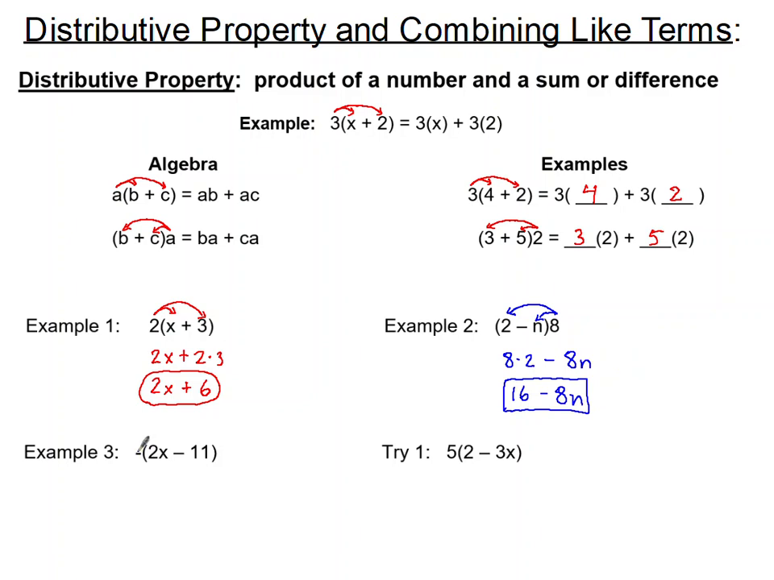One more example. Let's say we don't really see a number out here. I just see a little negative sign. Well, a little negative sign is really representing a negative 1. So there is still a negative 1 out here, and we're going to multiply that negative 1 to the 2x. So negative 1, I'll put a parenthesis this time. And also the negative 1 to this negative 11. So we've got this negative 1, and we're multiplying to the negative 11. Let's see what happens here. Negative times positive is negative, so negative 2x. But negative times negative is positive, and that's 11. So we can simplify that one.